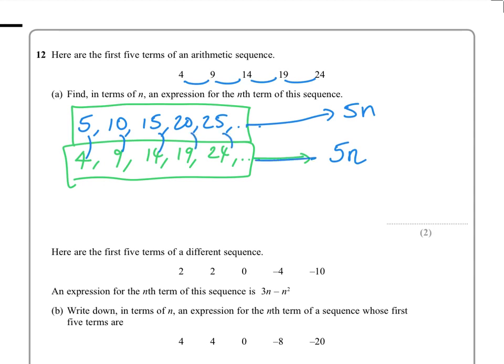So this must be something to do with the 5 times table because it goes up in 5s, but we've just got to adjust it by 1 each time. So I would say in terms of n, an expression for the nth term of this sequence would be 5n minus 1. So I'll do one more.